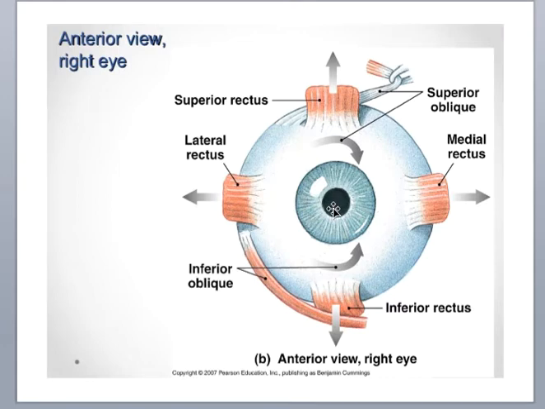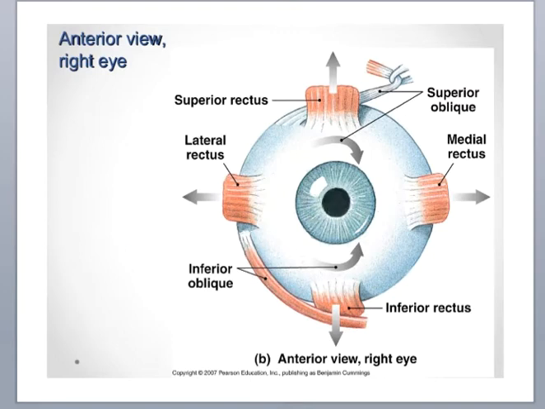Now, if there's dim light or very little light available, then this pupil will get larger in diameter to try to allow as much light as possible into the eye so that you can see, okay? So that's the iris and the pupil. And so those are all the structures of the middle vascular tunic that you should be able to identify.